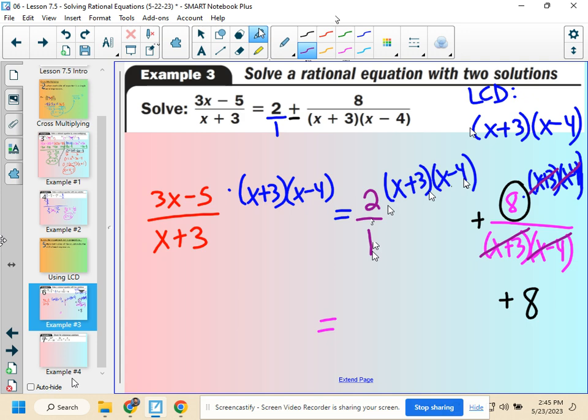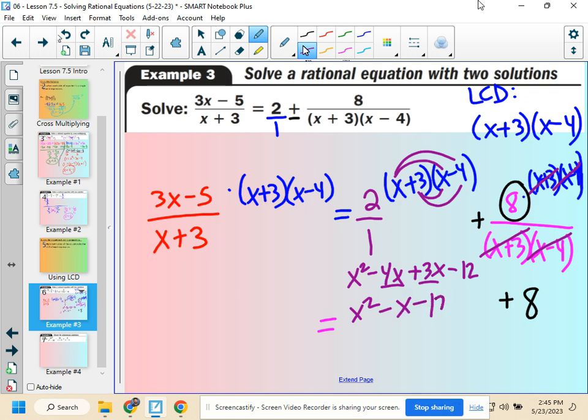For me to multiply this, I'm somebody who's going to do the x times x first. So I'm going to keep track of this all right here. x squared, minus 4x, plus 3x, and minus 12. Okay, I'll combine these middle terms here to get x squared minus x minus 12. And then on that one, don't forget there was still this 2 that was hanging out front that I'm going to need to distribute in there.